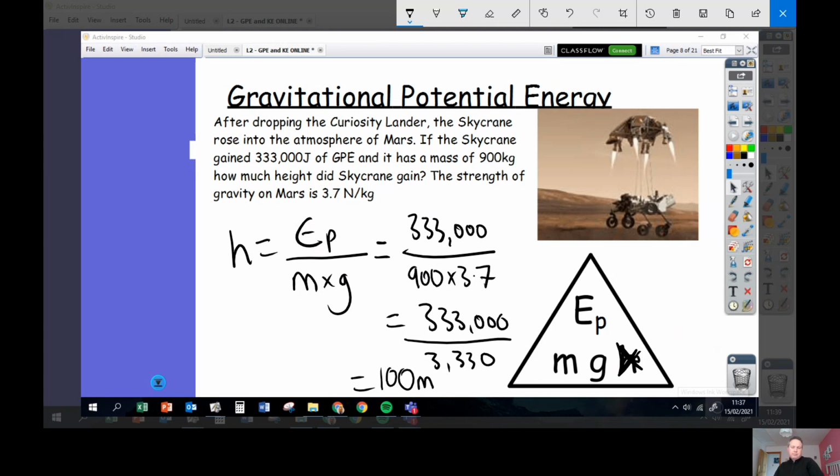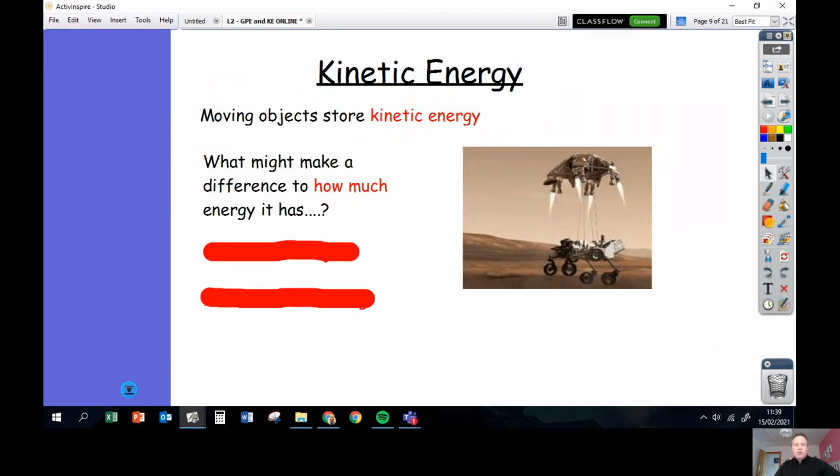So there you go. So rearranging that GPE triangle, like all triangles, cover up the thing you're trying to calculate and see what sum you're left with. So there are GPE sums on the worksheet for you to calculate. There's also kinetic energy calculations.